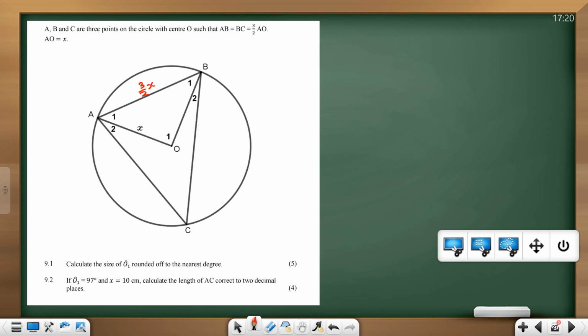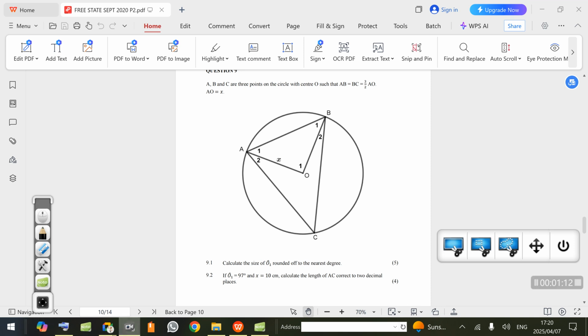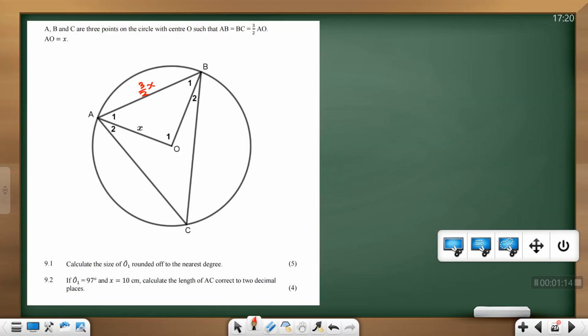And am I recording though? And that AC will also be what? Is that fine? Okay. Calculate the size of O1, rounded off to the nearest what? Degree.